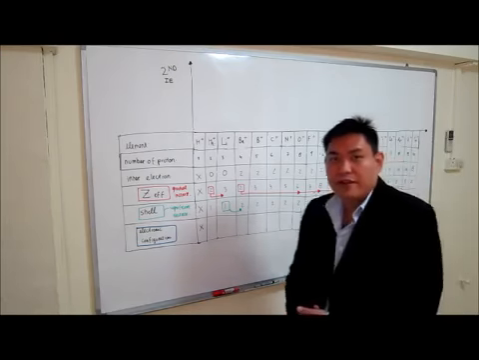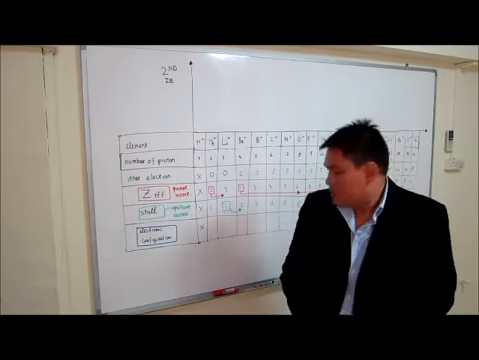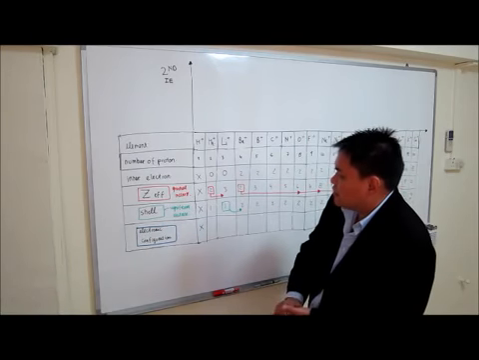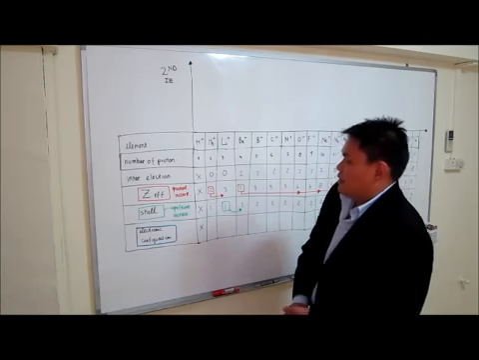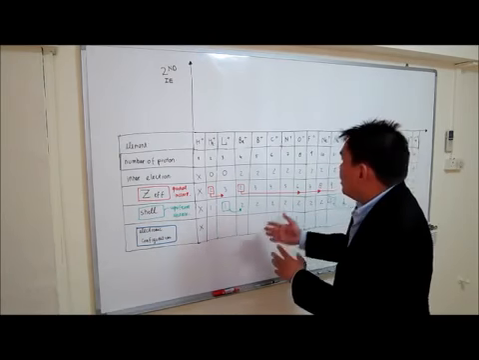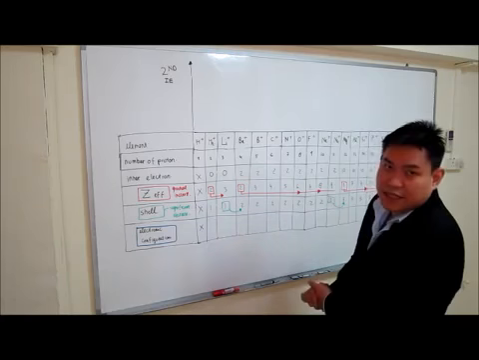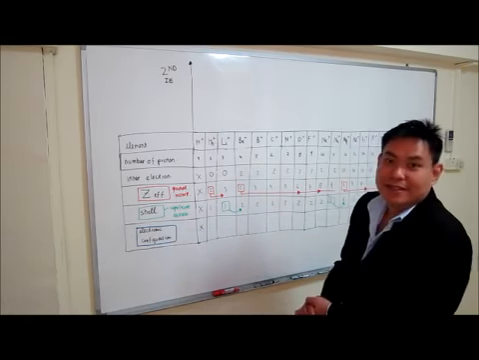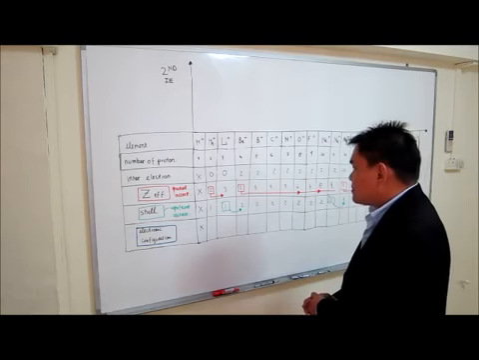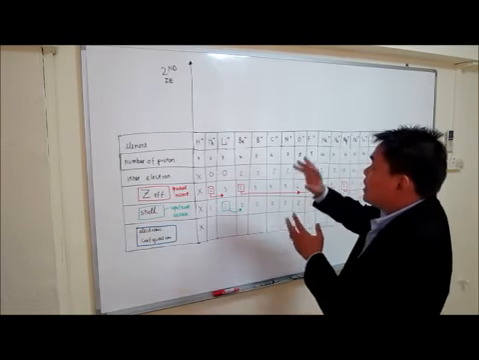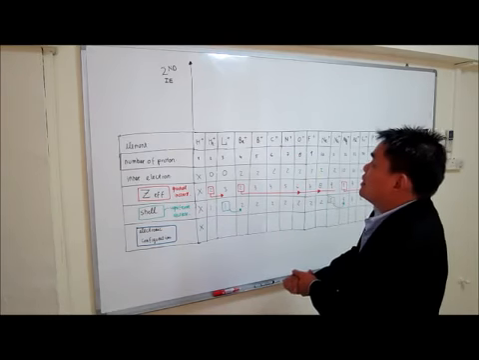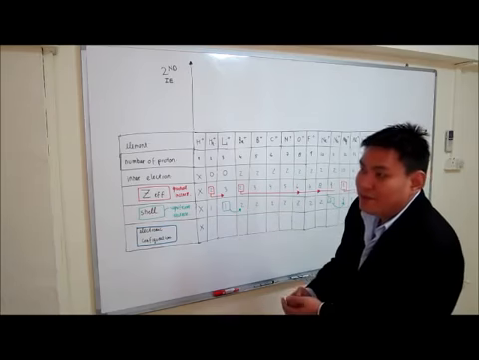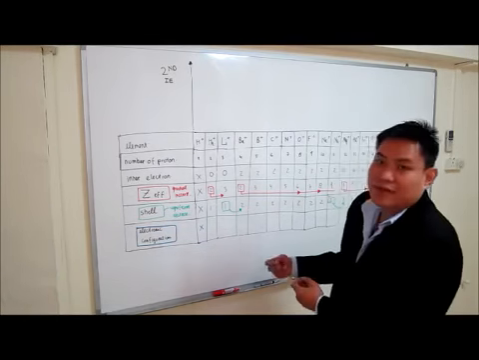How about the electronic configuration? This also affects, even though the effect is not as strong as the number of shells and effective nuclear charge. Because some of these cations have a stable electronic configuration. So when it is stable, the second ionization energy tends to be high because it's difficult for you to remove an electron from a stable atom or a stable ion.